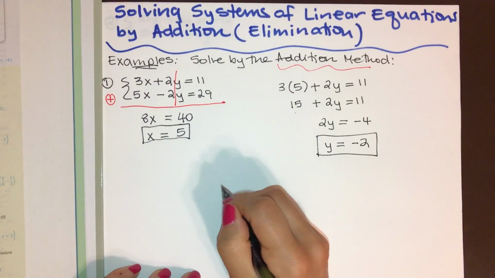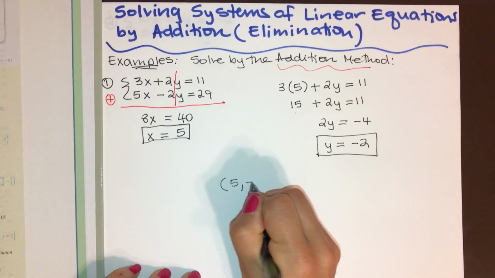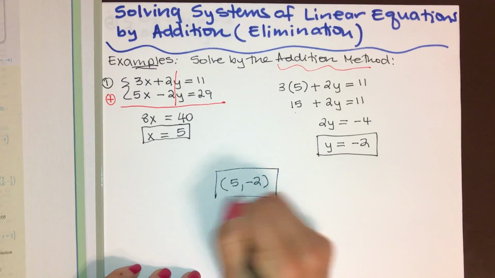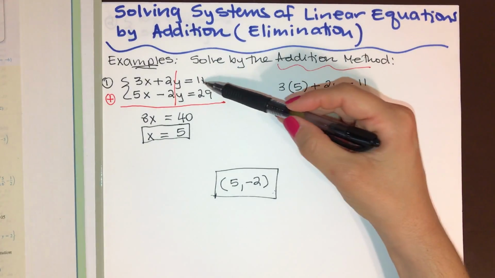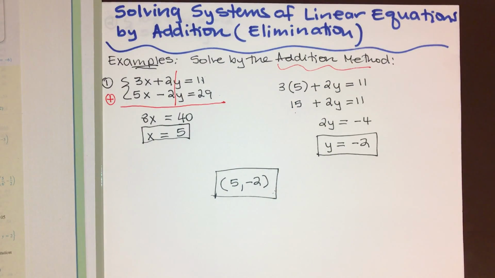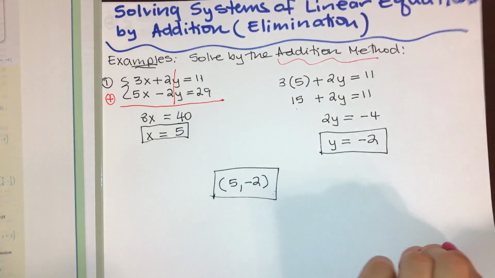So you can write your answer as an ordered pair, (5, -2). Again, what this means is that if I were to graph these two equations, then the two lines would intersect at this point. Wherever the two lines intersect, that is your solution. Let's look at the second example.